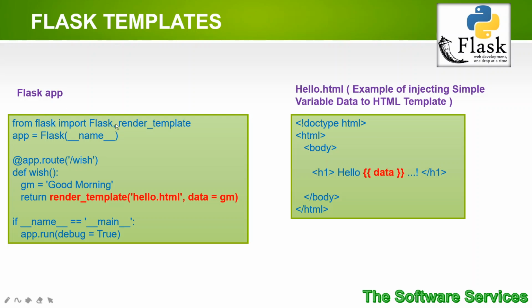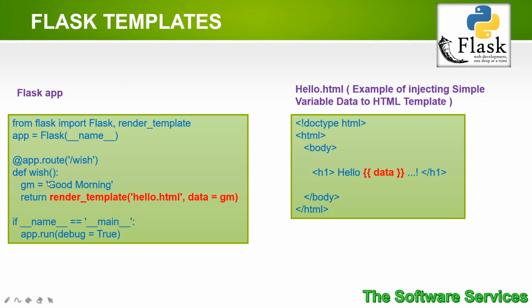In addition to that, we need to use the render_template function. We need to import this render_template function, which is available in the Flask module. As usual, we will instantiate Flask into a variable, and then we will use the decorator. Here I am giving the pattern slash wish. If a user opens the web browser and types slash wish after the 5000 port, then this wish function will be executed, friends.